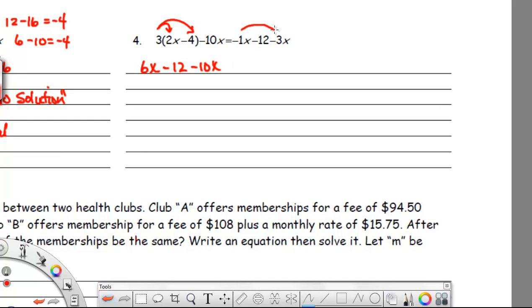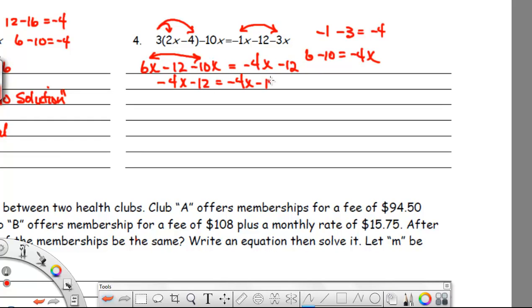And then you can see that I have like terms right here, a negative 1 minus 3. That gives me a negative 4. So that'll equal a negative 4x again, and then I have a negative 12. So this is very similar to our other problem. I'm going to collect these two like terms. I have 6 minus 10. That will give me a negative 4x. Negative 4x minus 12 equals a negative 4x minus 12.